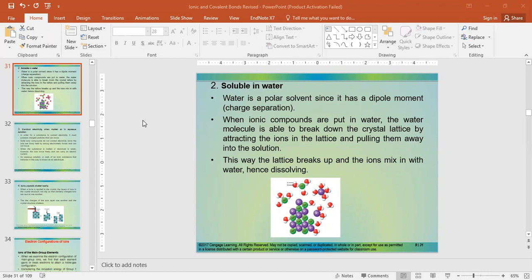Yes, actually, this was my last explanation as to why ionic compounds are soluble in water. And we say that water is a polar solvent, and I explained why water is a polar solvent. We will be discussing the polarity of the bond much later. But what I simply said is that when we talk about water, water is like this. There is hydrogen here, and there is another hydrogen here.